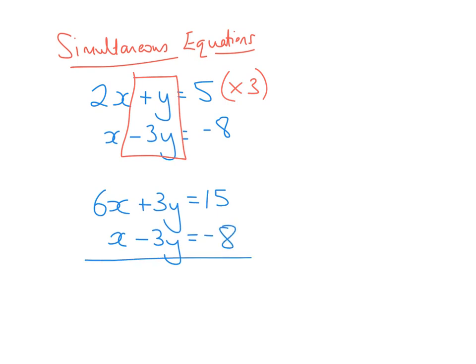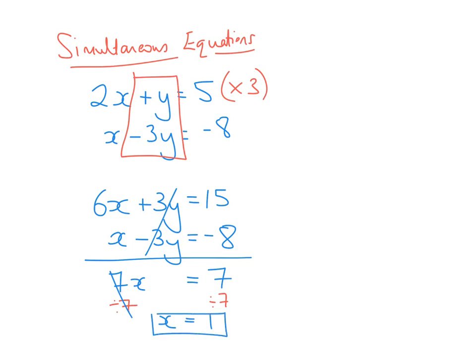Now we're going to do column addition. Again, I'm going to be adding going downwards. We start off with 6x plus x, which gives me 7x. The plus 3y and the minus 3y go to 0, and we have 15 plus minus 8, which is going to give me an answer of 7. Then we're going to divide both sides by 7. We divide the left-hand side by 7 and the right-hand side by 7, and we get an answer that x is equal to 1.